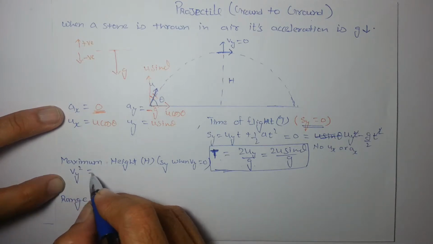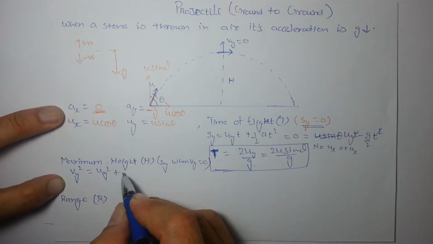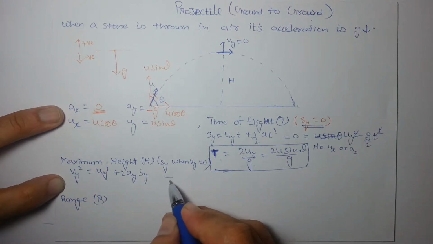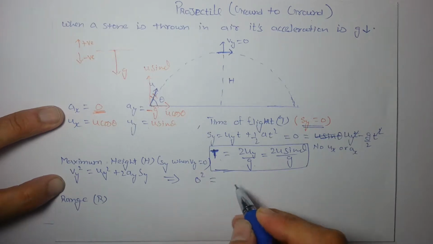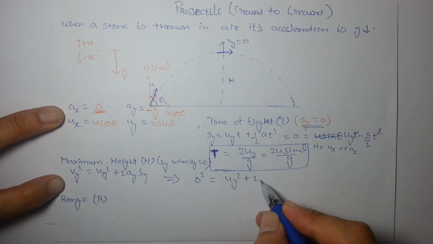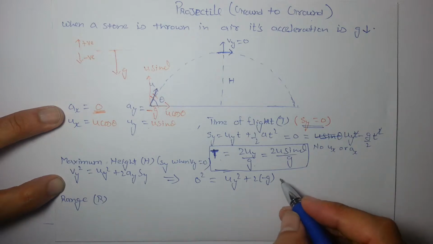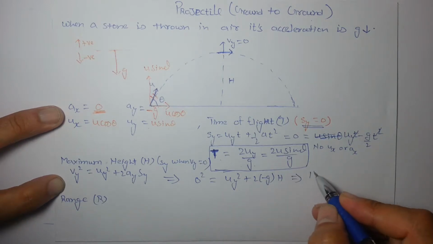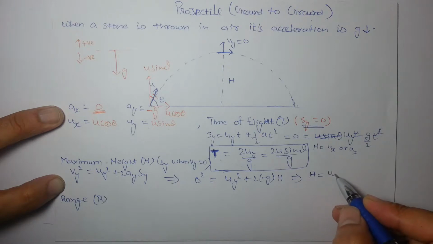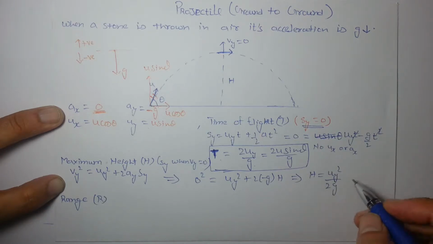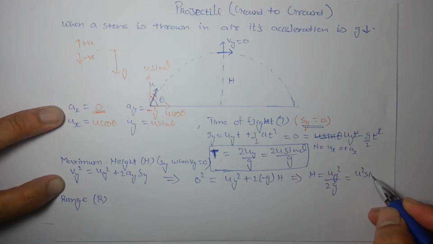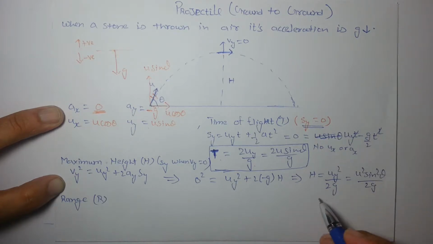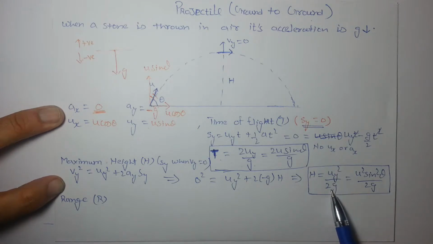So vy square equals uy square plus 2 ay sy. Solving this equation, 0 square is equal to uy square plus 2 times minus g, which is the acceleration in y direction, times h. So h comes out to be uy square by 2g, which is u square sine square theta by 2g. That is also a very famous expression and should be remembered. H also depends on uy only, or parameters in y direction only.